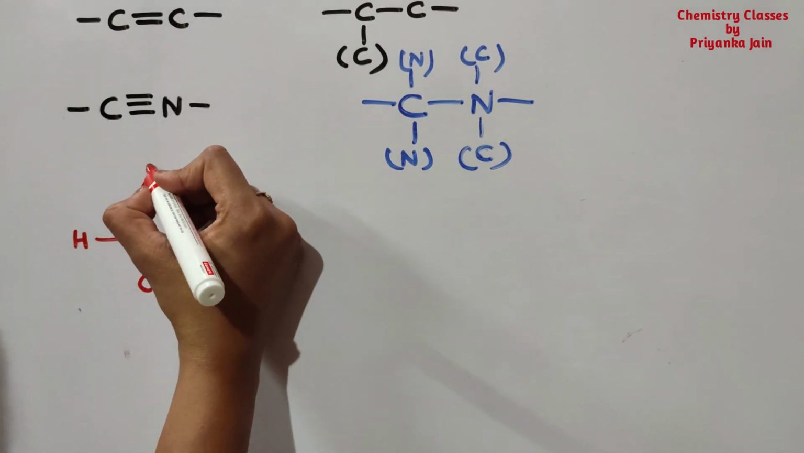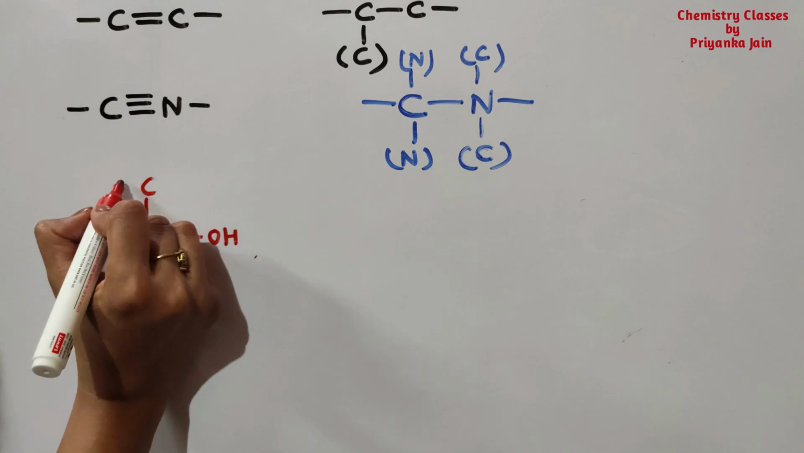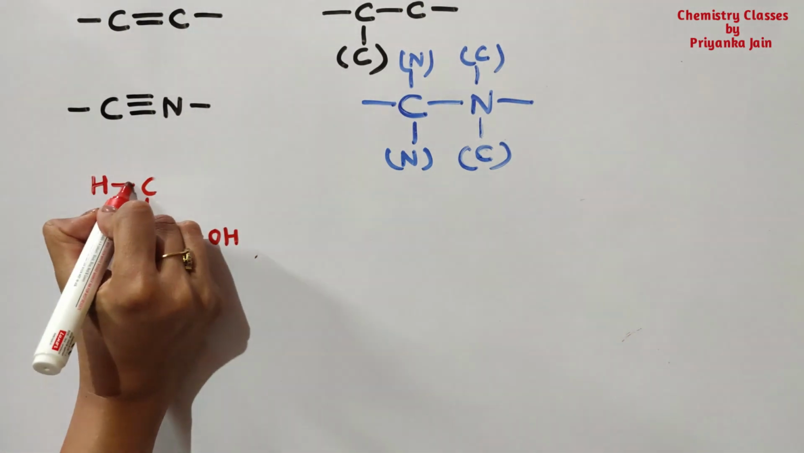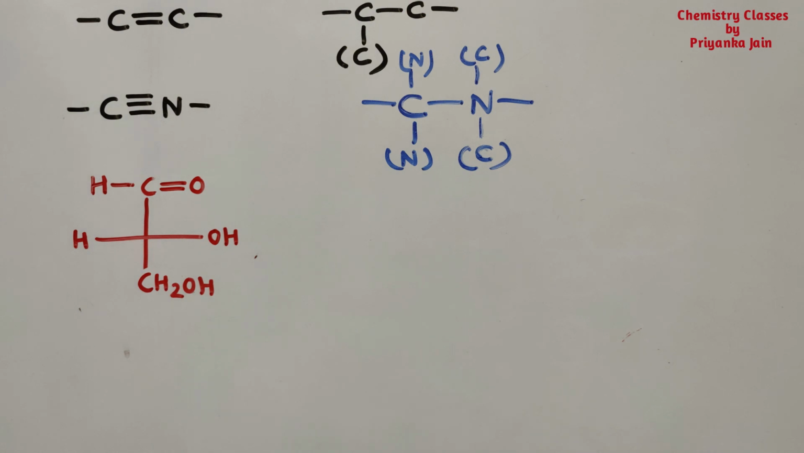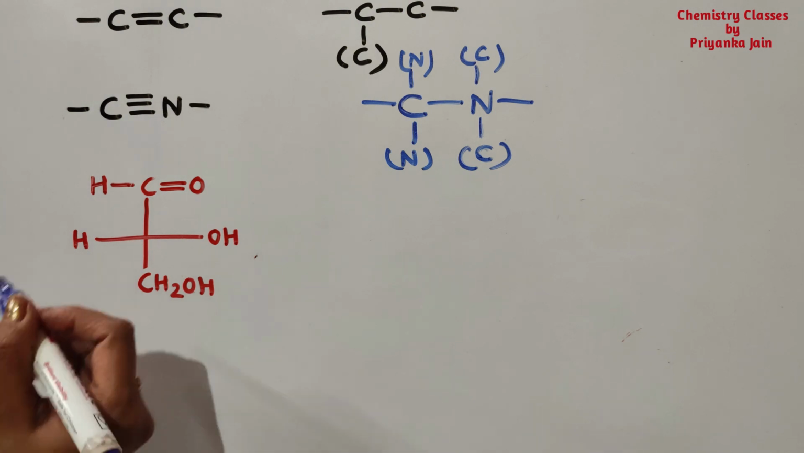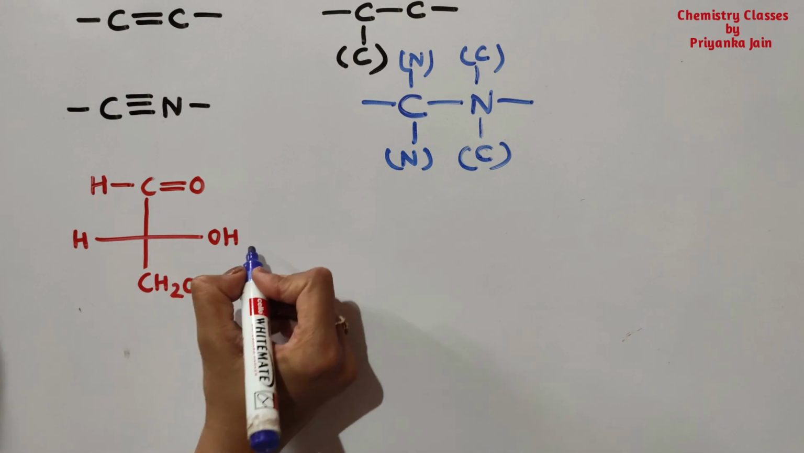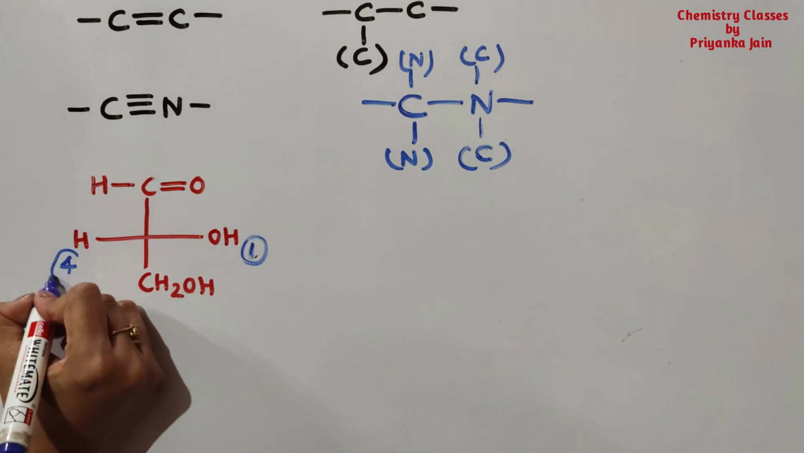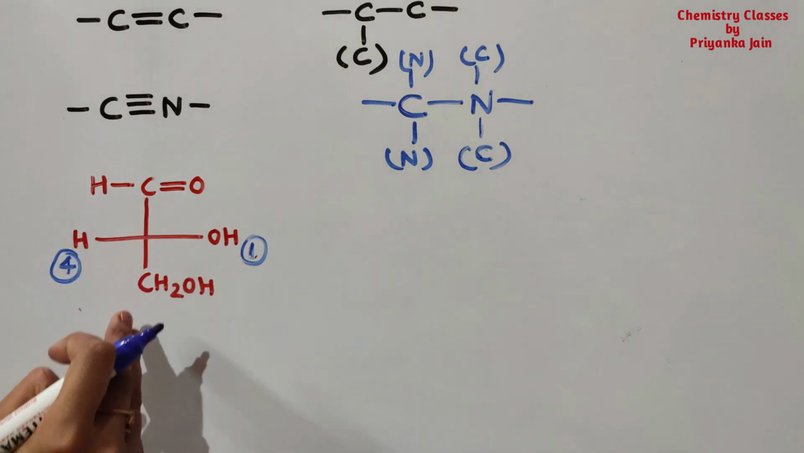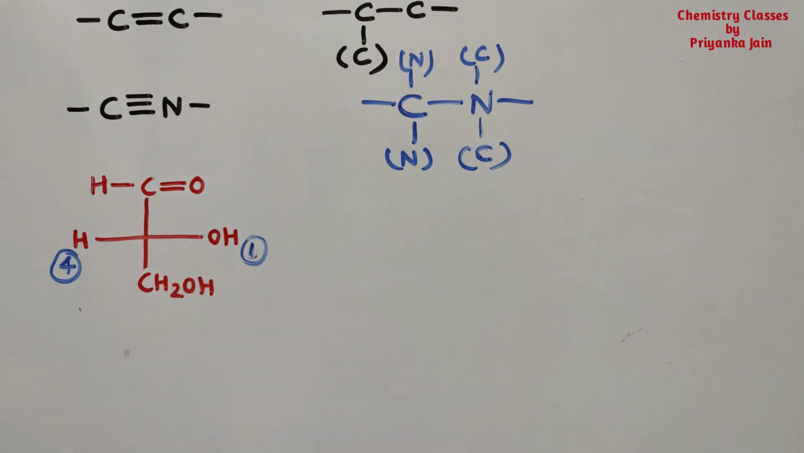We can write in this manner. This is the carbon to which the hydrogen is attached, and this is the double bond oxygen, right? So see here, the first priority will be given to this oxygen. This is the first priority group and this is the last priority group. Now we have to select the priorities between these 2 carbon atoms. Okay, so how can we write them?